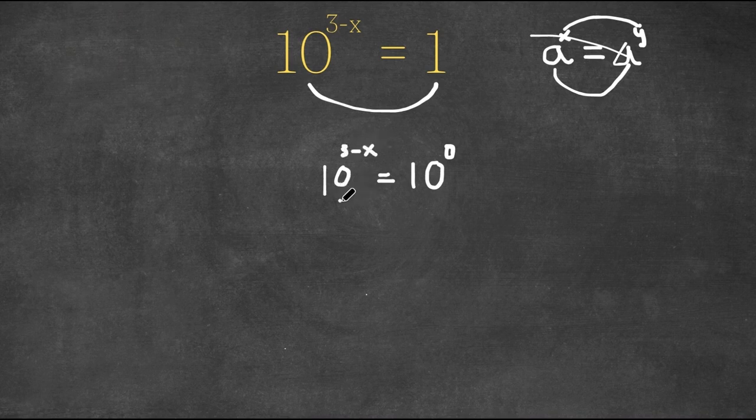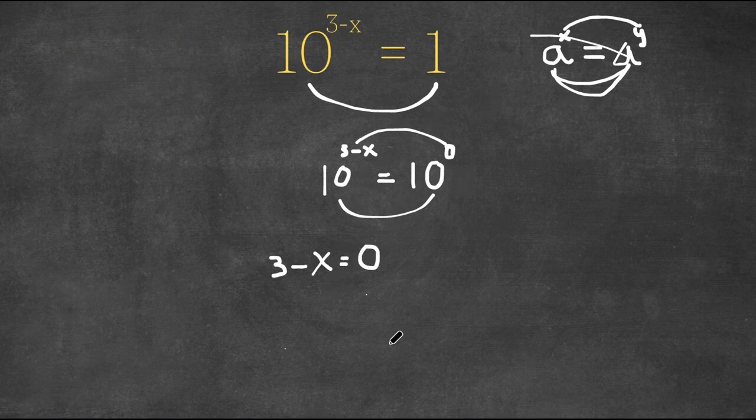Now notice how these two bases are the same, just like this one. And think of 3 minus x as x and the 0 as y. Because these two bases are the same, that means that these two exponents are the same as well. So we can just ignore the bases for now and just set 3 minus x equal to 0.